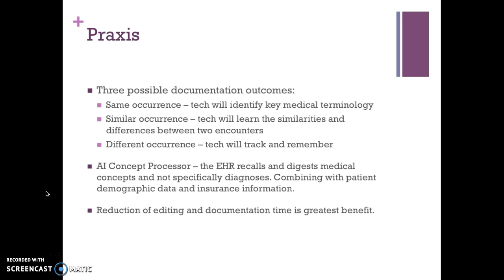Lastly, there's Praxis. It has a unique three-possible-documentation-outcome system, which the EHR will measure, whether or not an occurrence through medical terminology is going to be the same, a similar one, or a completely different one, and it will remember that through its AI concept processor. This leads to a reduction in editing and documentation, which can greatly benefit medical practitioners.